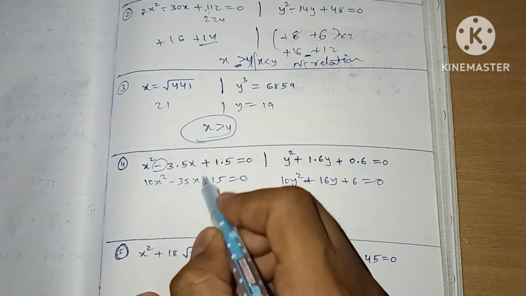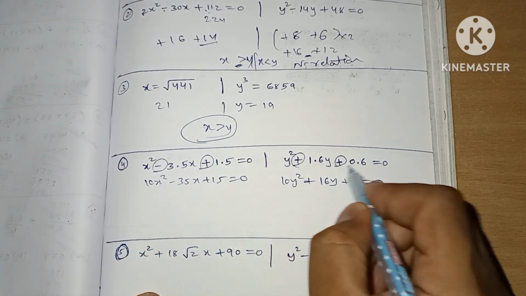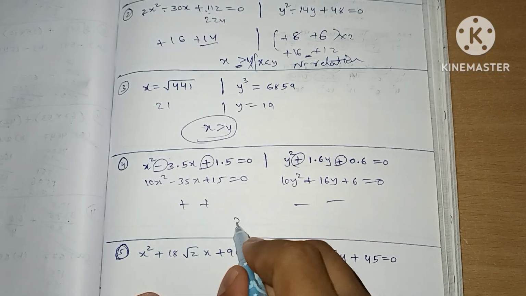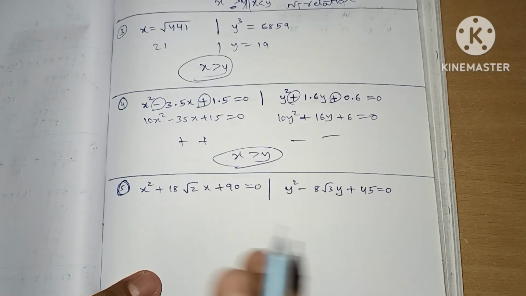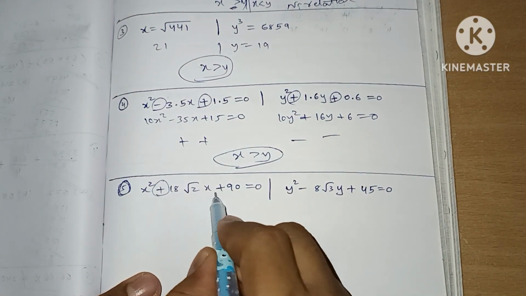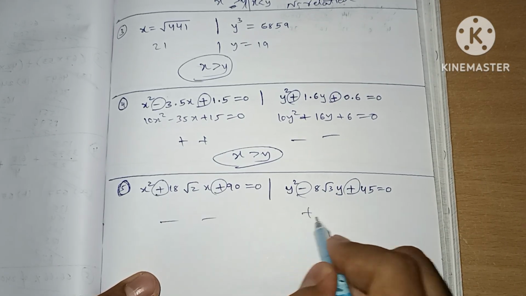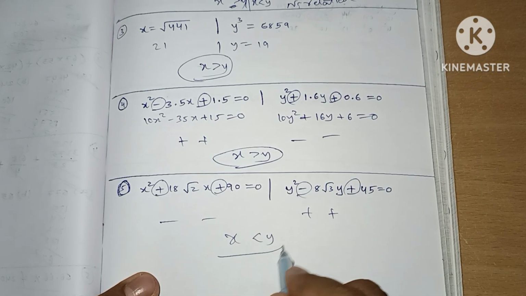Before that, here we have minus and plus, plus and plus. So these are positive roots, these are negative roots. X greater than y. Let's see in this case. Here also we see plus and plus, minus and plus. So the roots here are negative, these roots are positive. So x lesser than y.